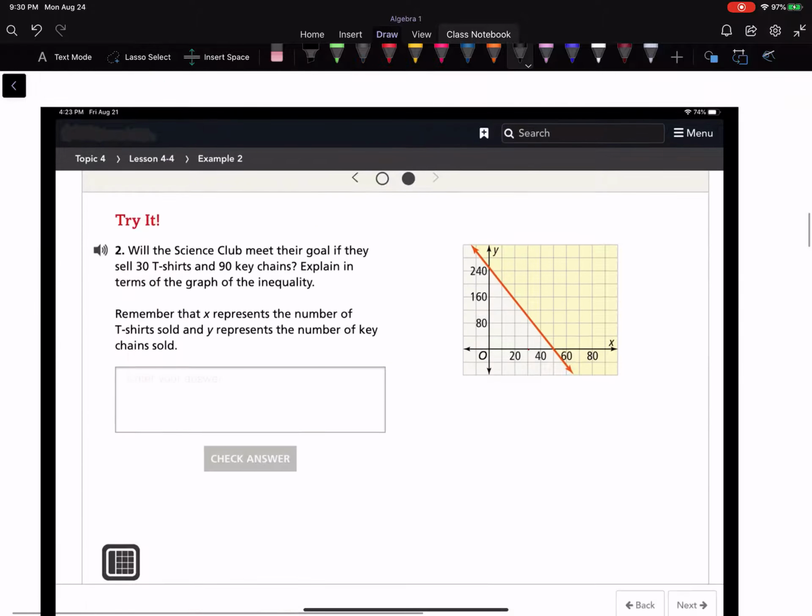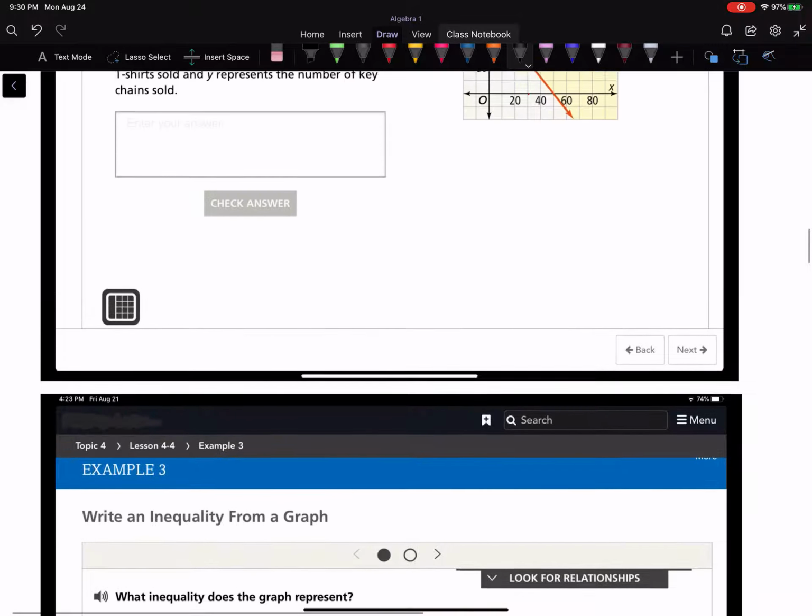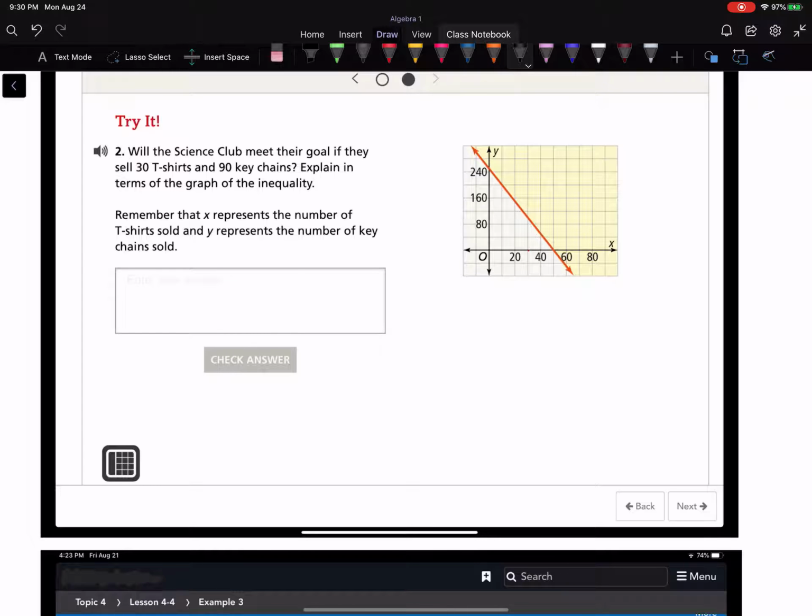So here's another example, and they're using their graph. Their graph's a little better than mine, but they have graph paper, and that's always a plus. It says, will the science club meet their goal if they sell 30 t-shirts and 90 keychains? I'm going to try to use the graph we just made to see if this works. If I go to 30, which would be right there, and up to 90, 90 is right above the 80. So this would be 120 here.